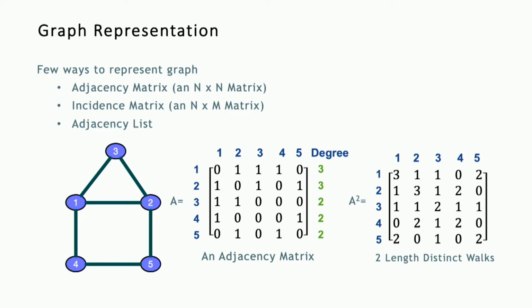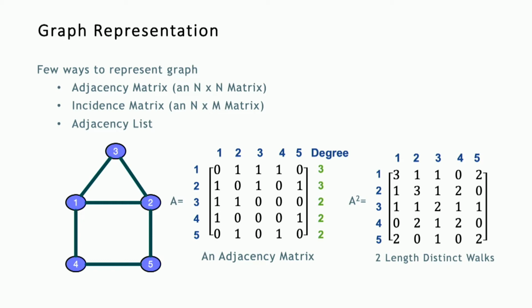The other interesting thing, if you're using a matrix representation of an n by n square matrix, is that you can multiply the matrix, and depending on how many times you multiply it, you can come up with how many distinct walks exist in the graph. In this example, I have multiplied A by A, so you have A squared, and the matrix you get represents the two-length distinct walks in that graph.